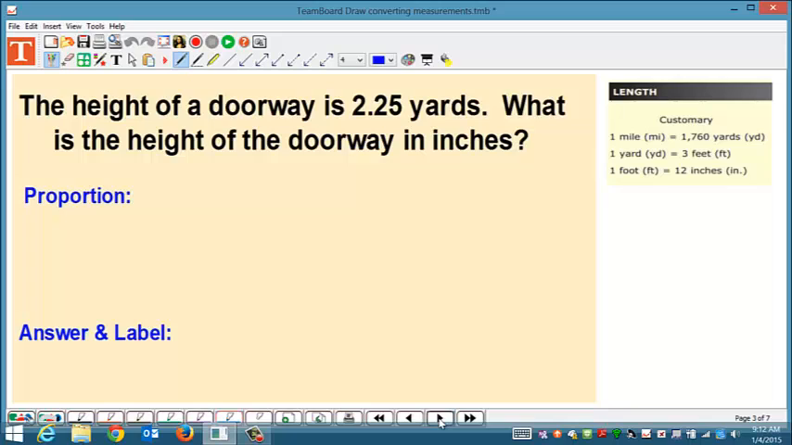The height of a doorway is 2 25/100 yards. What is the height of the doorway in inches? So we're going to go from yards to inches. So look at your chart. Here's my yard right here, but it tells me 1 yard equals 3 feet, and I want to know how many inches. Well, inches is down here. So the feet is in the way. All you have to do to figure out how many inches are in a yard is multiply this 3 times 12. And that will give you 36. So 1 yard, the abbreviation is YD, is equivalent to 36 inches.